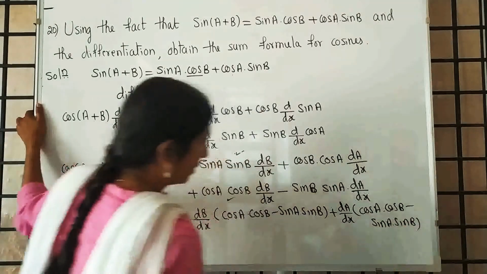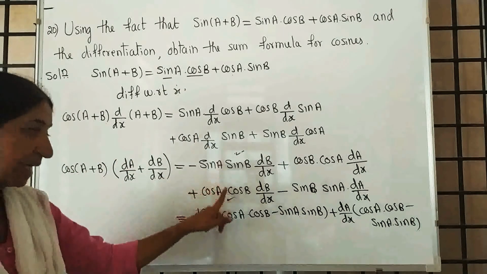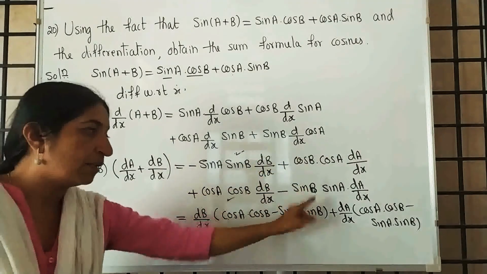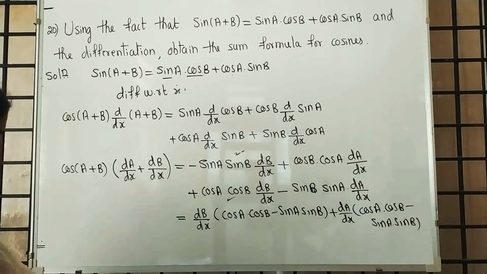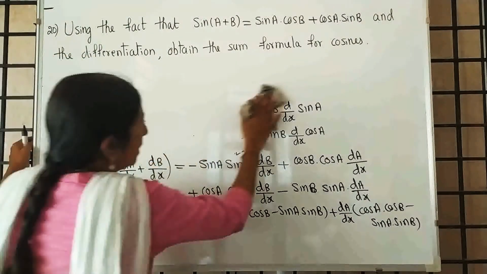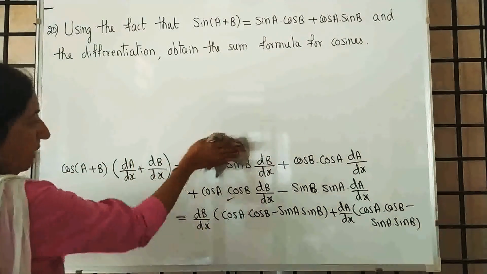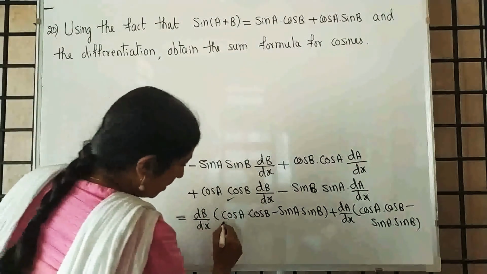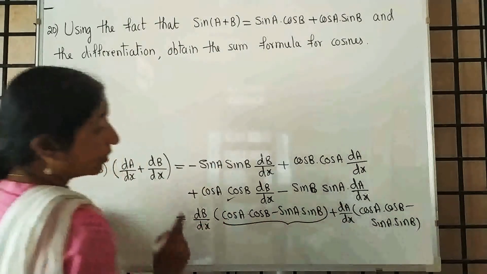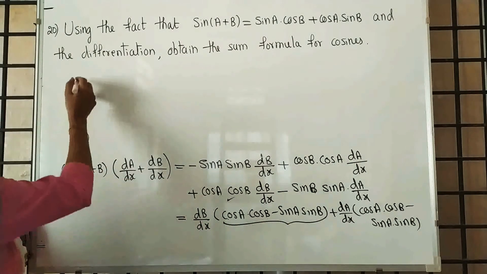Please note down this, students. Here from the first and the third term dB upon dx common. Second and the fourth, dA upon dx common. Now see on the right side what is common. Left side I can tag this. See that, observe the bracket. This is cos A into cos B minus sin A into sin B. This is also cos A into cos B minus sin A into sin B.